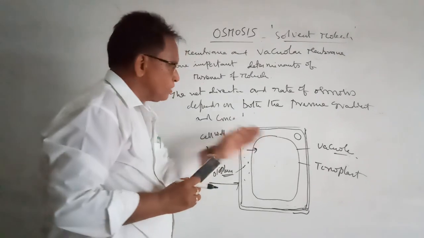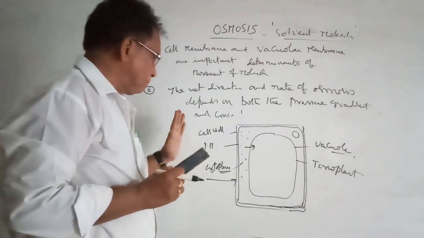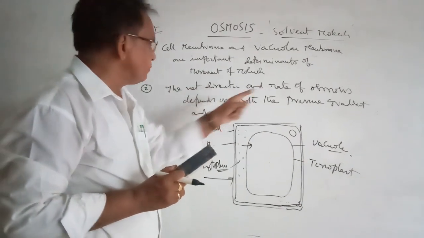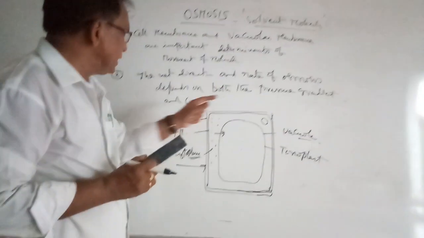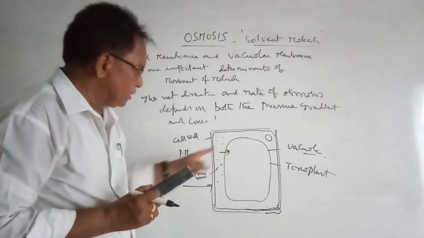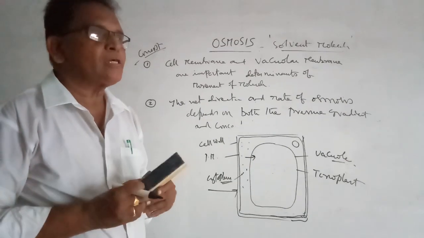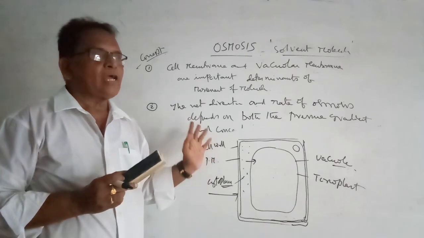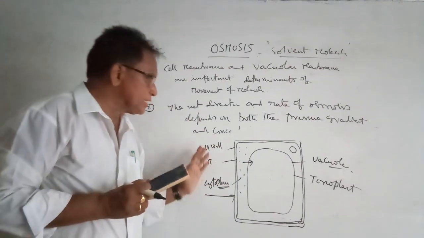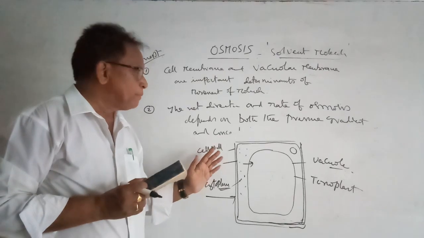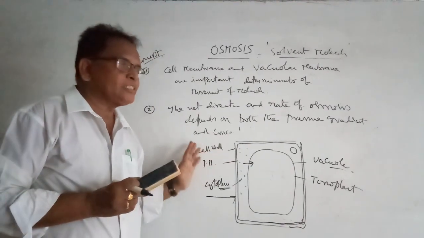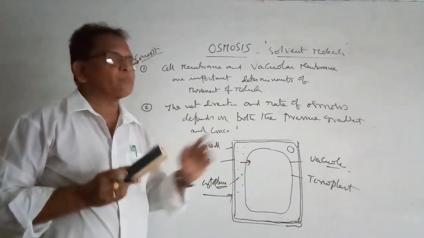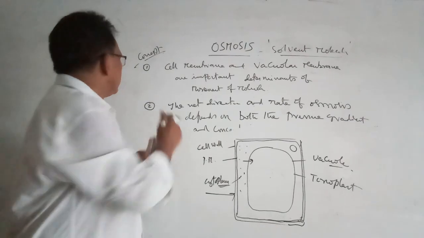So the net direction of movement: water always has to move from outside to inside. The net direction and rate of osmosis depends on both the pressure gradient and the concentration of the solvent. For osmosis to occur, the outer solution, the outer system, should have higher solvent concentration. So there should be a concentration gradient, and at the same time a pressure gradient. Water always moves from a region of higher osmotic pressure to the lower osmotic pressure. So for osmosis, these two things are essential.